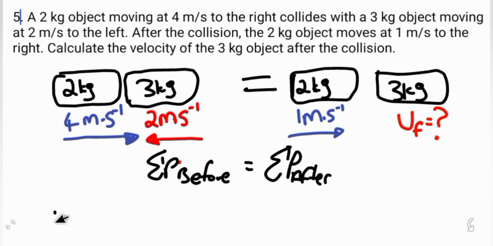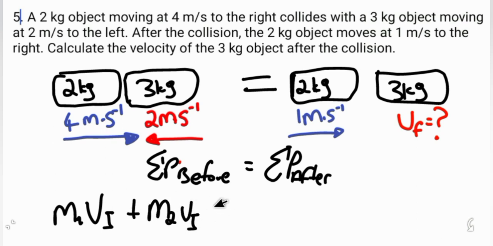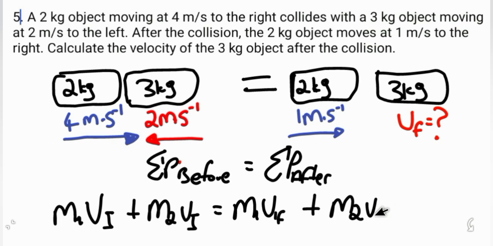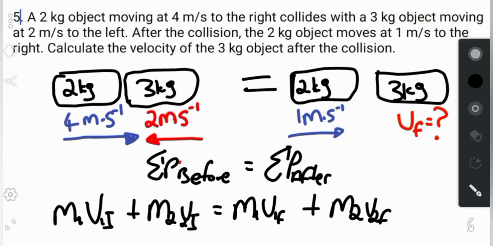So the mass of object number 1 times its initial velocity, plus the mass of object number 2 times its initial velocity, will be equal to the mass of object number 1 times its final velocity, plus the mass of object number 2 times its final velocity. Let me erase the top part.